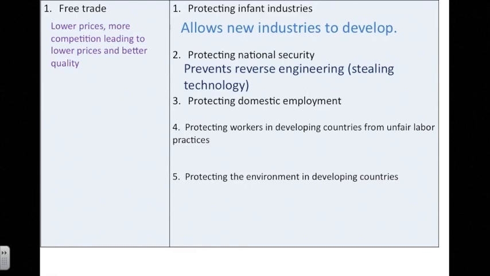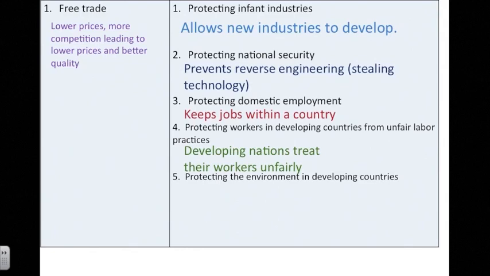A third argument against free trade is that when we have barriers to trade, American laborers benefit in the sense that they don't have to compete with the global market. So a barrier to trade may actually benefit domestic workers as we keep jobs here in the United States and do not allow them to be outsourced.